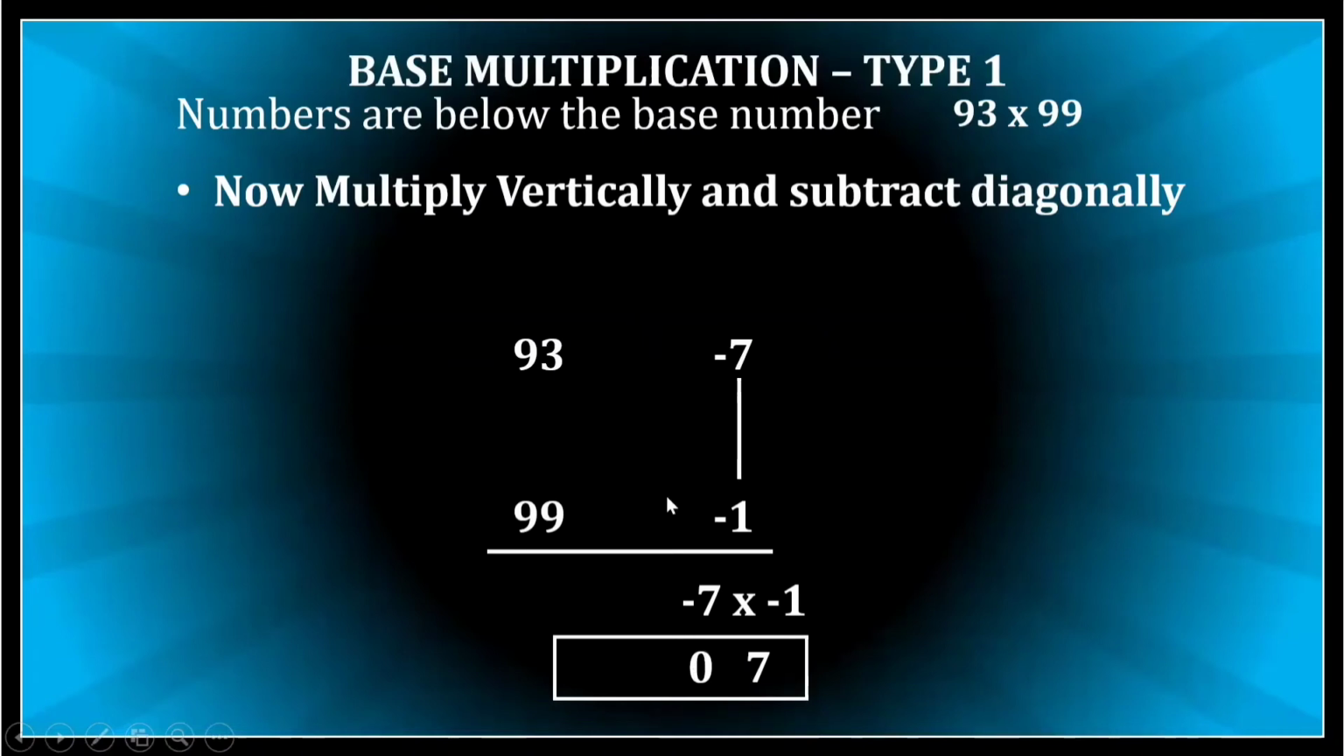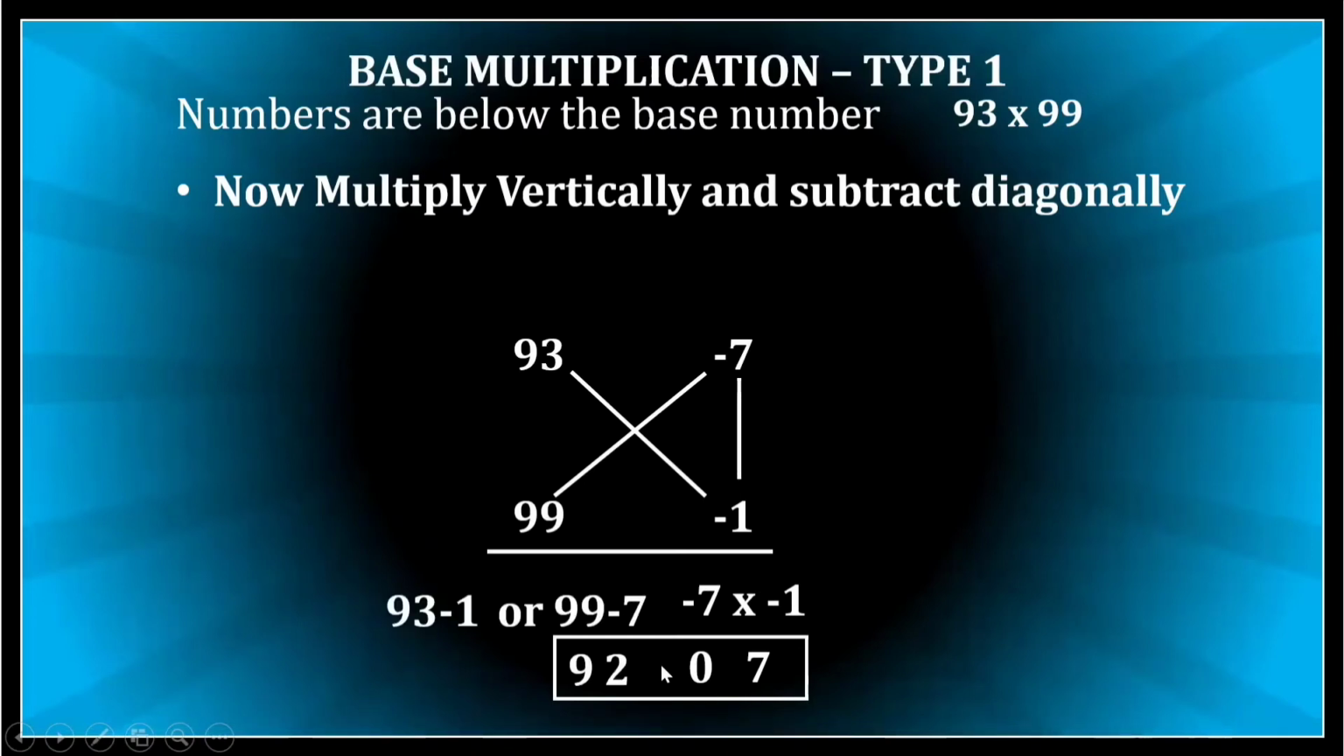Now next is subtract diagonally. How do I subtract diagonally? I draw the diagonals here and I subtract either 1 from 93 or 7 from 99. Amazing, isn't it, that both are coming the same? 93 minus 1 is 92. 99 minus 7 is again 92. And that gives me the other 2 digits of the answer. And therefore my answer is 93 into 99 is 9207. Looks long, but trust me, it is very simple. Take up a few more questions and it's going to be easier for you.